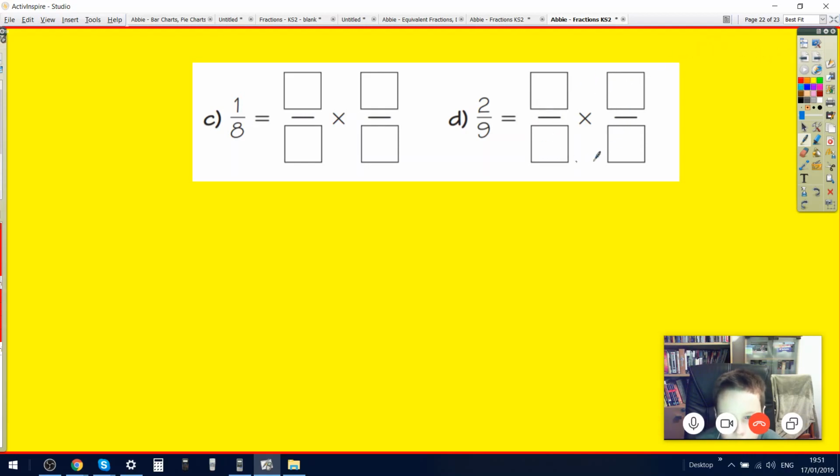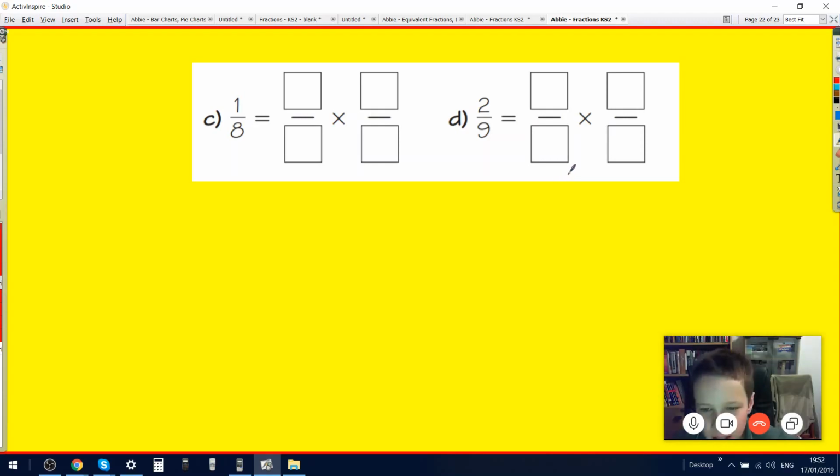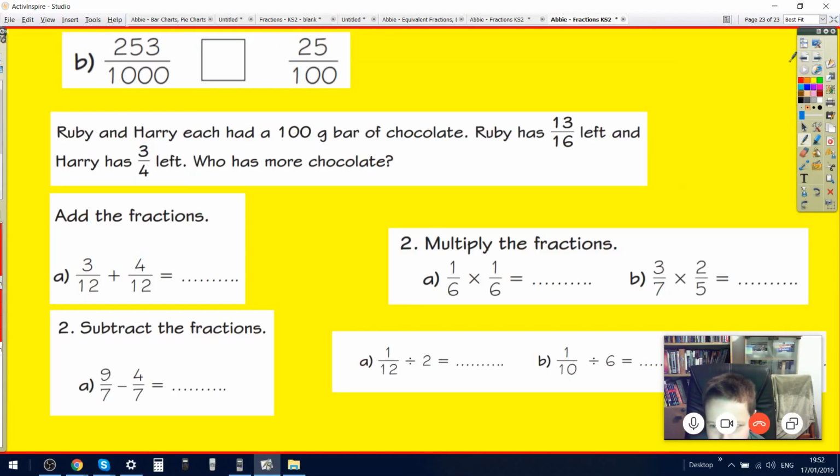This one, let's say the one on the right. Can you think of 2 fractions that will multiply to give 2 over 9? So what times what could give you 2? Well, 1 times 2. And then what will go on the bottom? 3 times 3. Yep, that's fine. It can be anything.